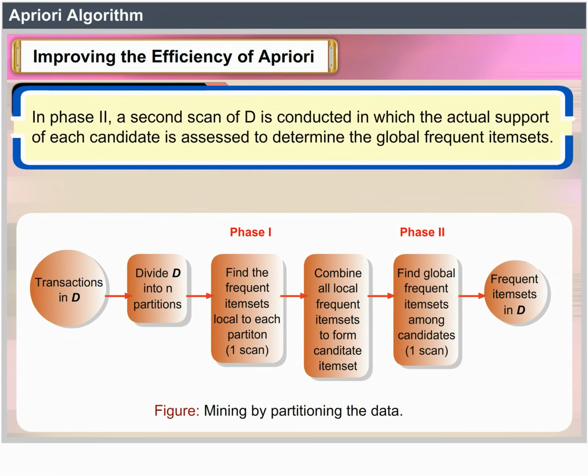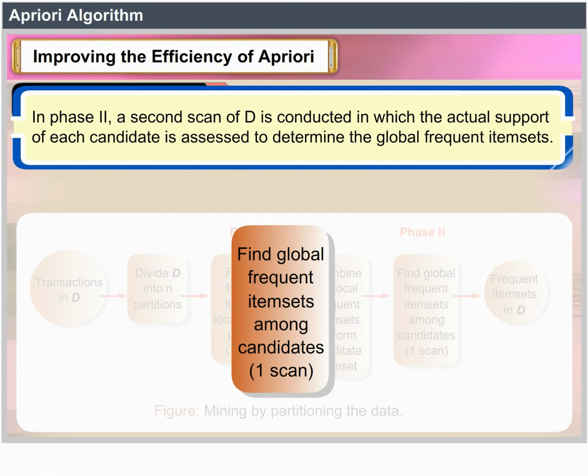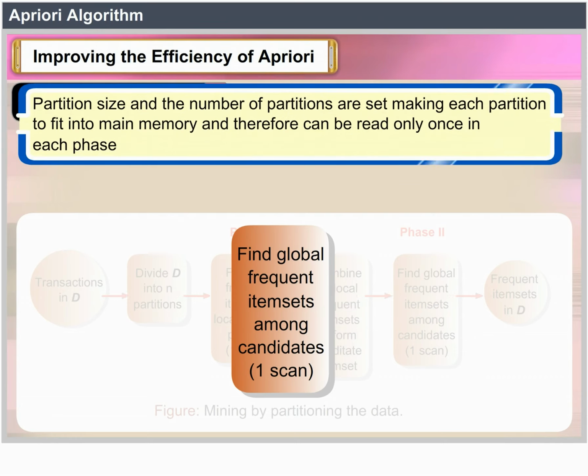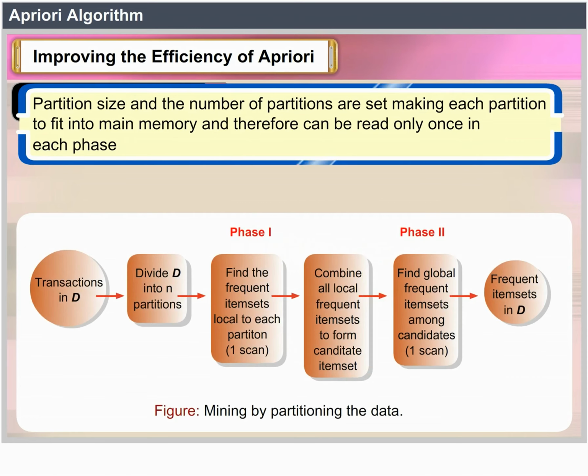In phase 2, a second scan of D is conducted in which the actual support of each candidate is assessed to determine the global frequent item sets. Partition size and the number of partitions are set so that each partition can fit into main memory and therefore be read only once in each phase. The figure shows the mining by partitioning of the data.